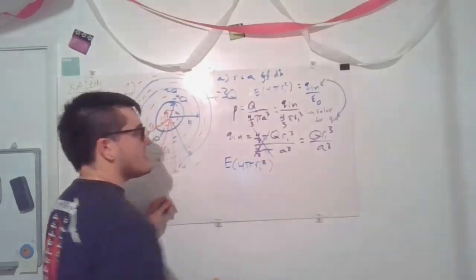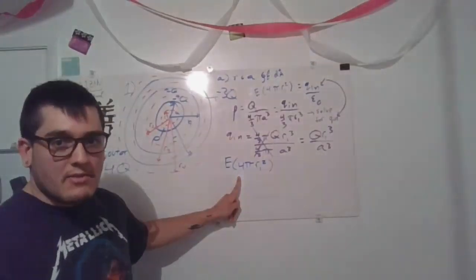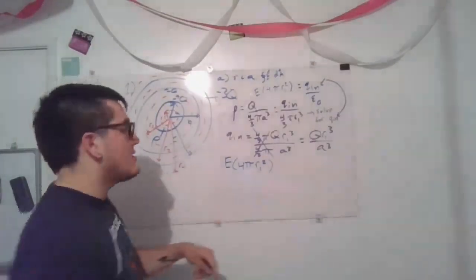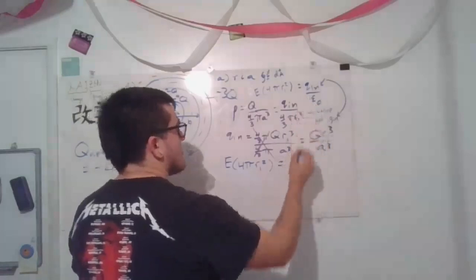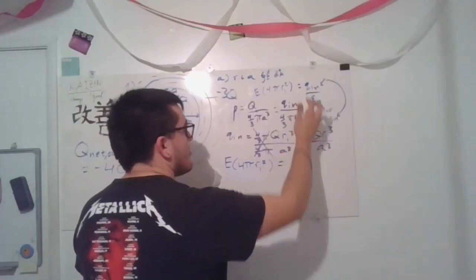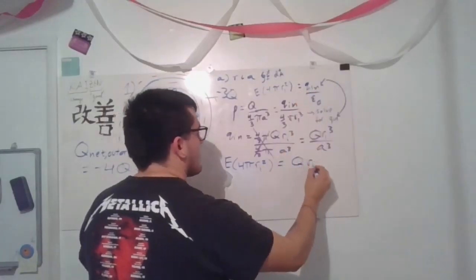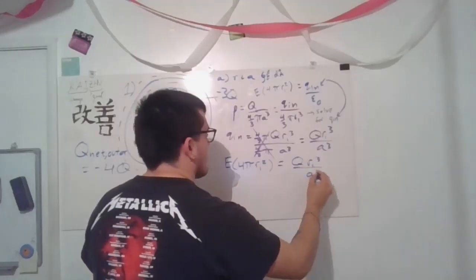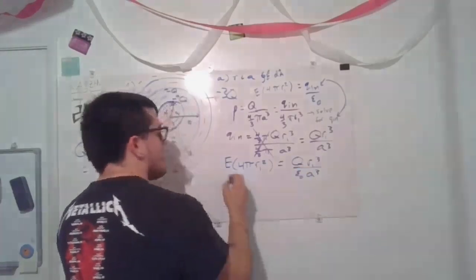And always make sure, guys, that you finish the integration on this side of Gauss's law before you start on the other side. So I'm going to plug in this Q enclosed right here, Q R1 cubed over A cubed epsilon naught.